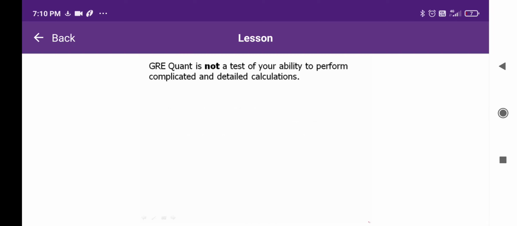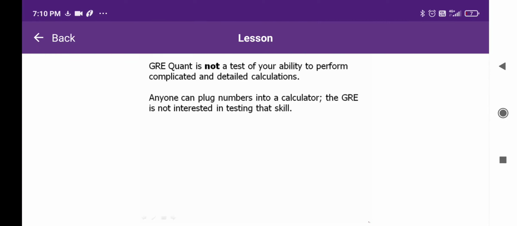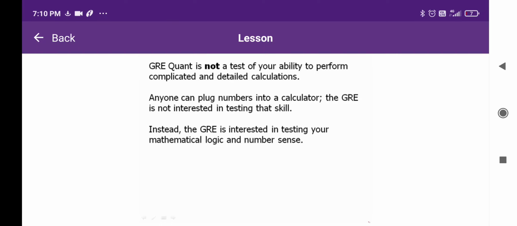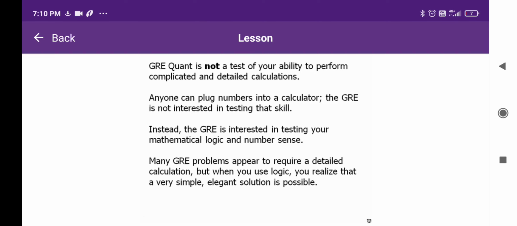The GRE quant is not a test of your ability to perform complicated and detailed calculations. If you think about it, anyone can plug numbers into a calculator. That's not very impressive. The GRE is not interested in testing that skill. Instead, the GRE is interested in testing your mathematical logic and number sense. That's what's important on the GRE quant section right there, mathematical logic and number sense.